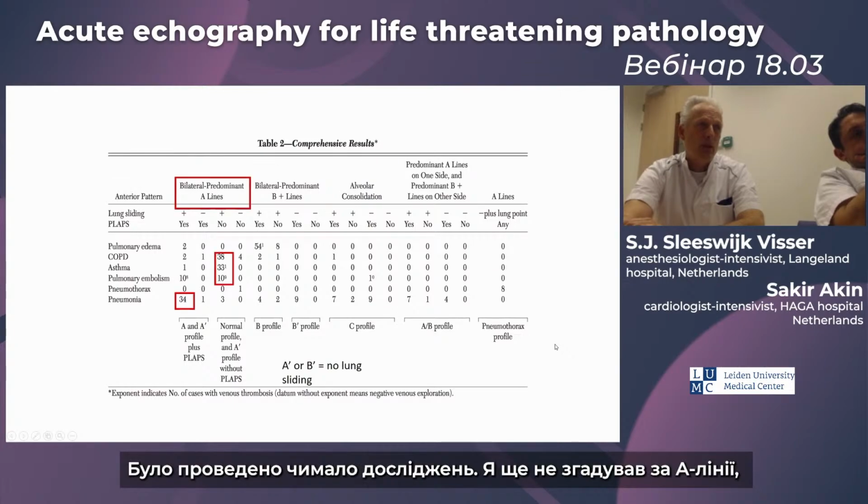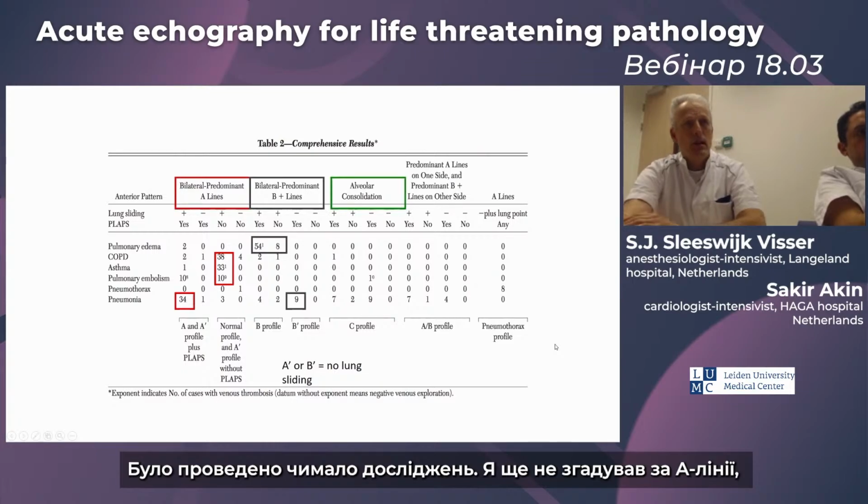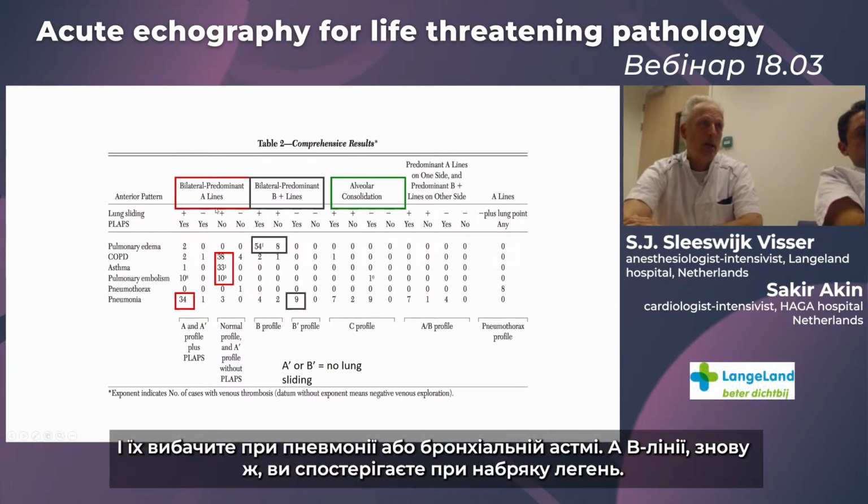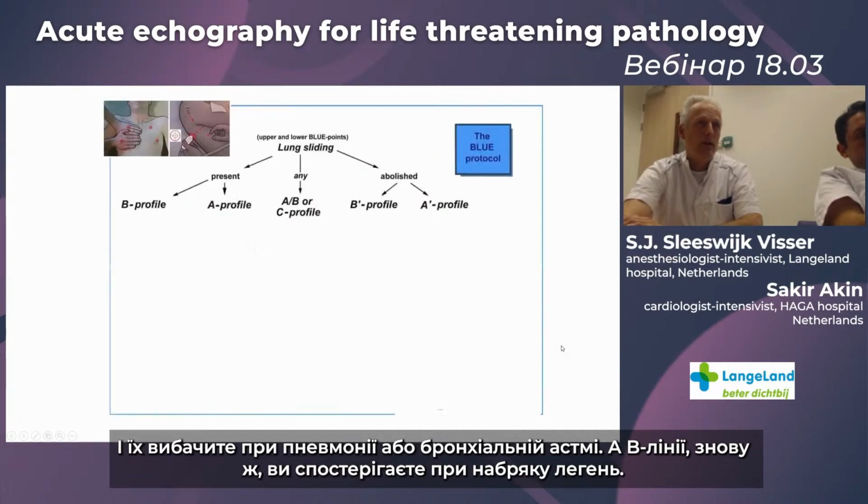There have been quite a lot of studies. I didn't really talk about A-lines. A-lines are horizontal lines in the same plane as the pleurae, and you see them with pneumonia or COPD and asthma, and the B lines, again, you see them in pulmonary edema.